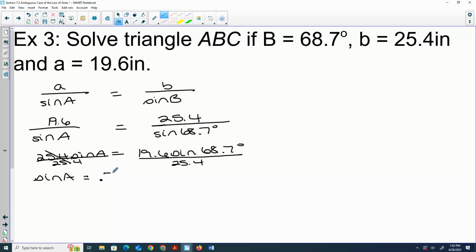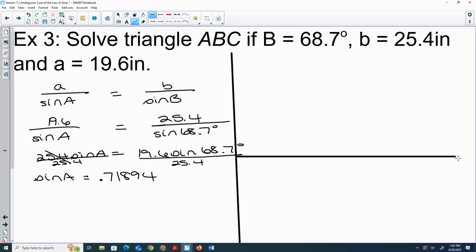And sine A is 0.71894. So is that possible? Yeah. So at this point, as far as we know, we could have two triangles. All right, so for our first triangle, you just do sine inverse. So second sine. And we get 45.96. So if we wanted to add significant digits, it would turn into 46.0 degrees.